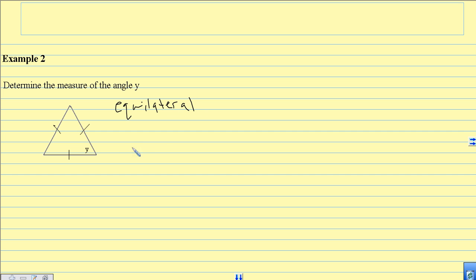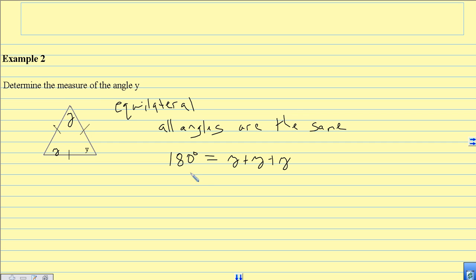Equilateral, meaning all the sides are the same, but also all the angles are the same. And if all the angles are the same, that means that, well, there's 180 degrees in the triangle, and that has to equal y plus y plus y, because these all have to be y's also.